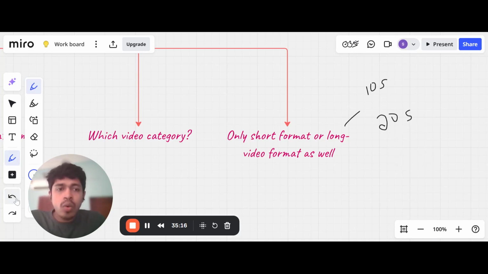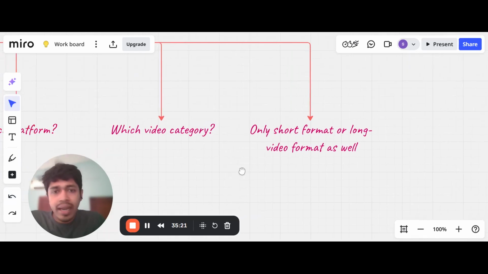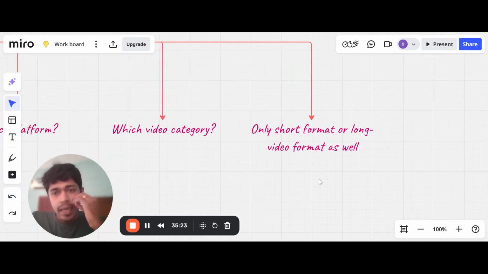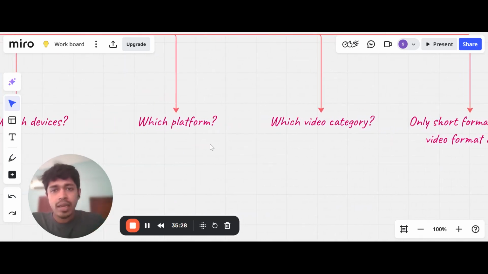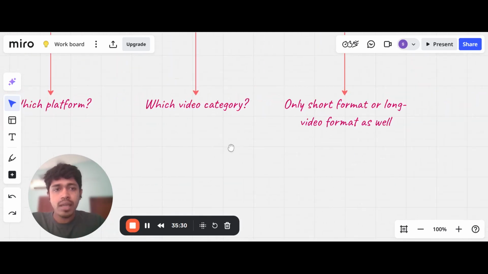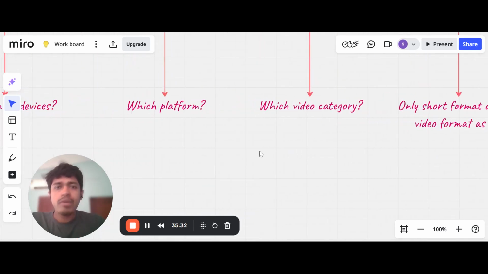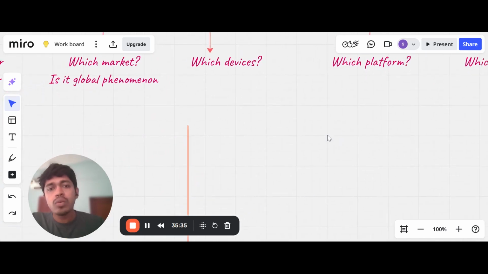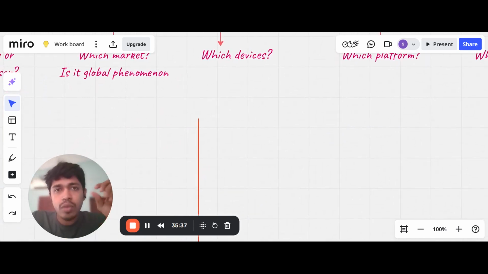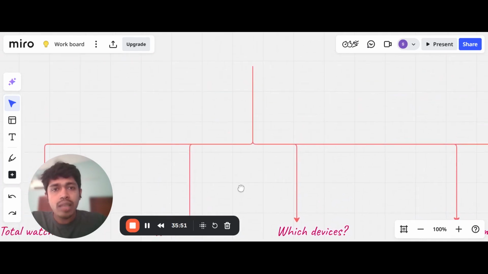So again, you are coming up with categories, identifying different categories and asking clarifying questions about these categories: about video category, about platform, about devices, about the length of the video. Why do we ask this? Because we need to reduce the scope of the problem and finally focus on one small area of this problem so that we can get to the solution. So this is the idea of asking about the scope. And I hope you understand how to ask about the scope.